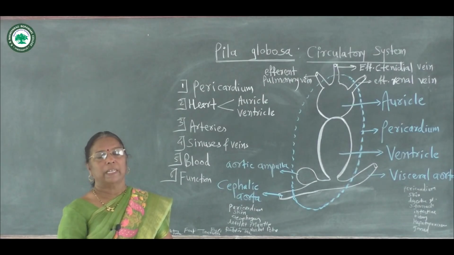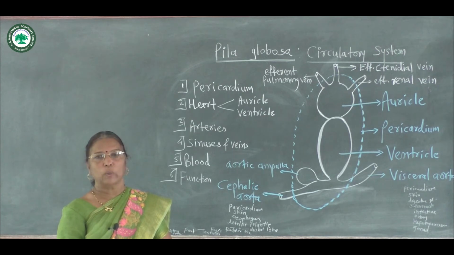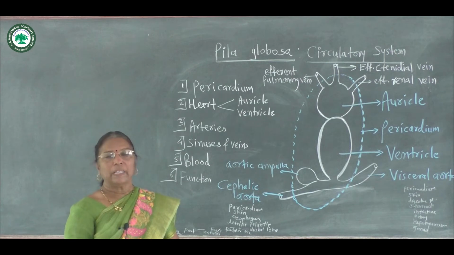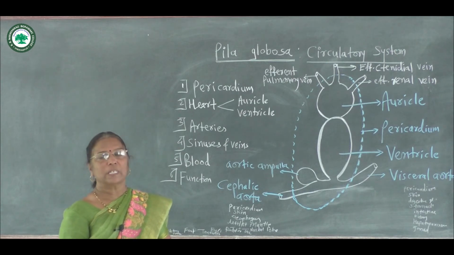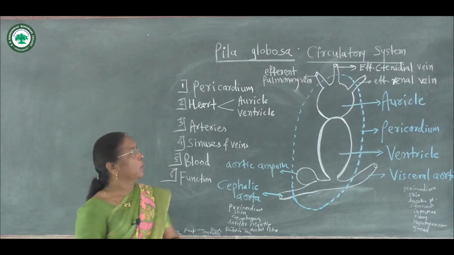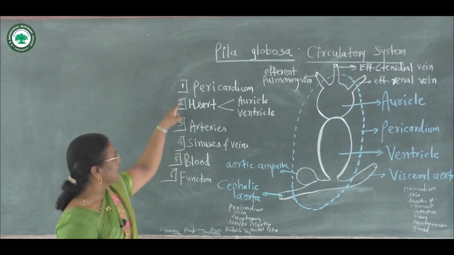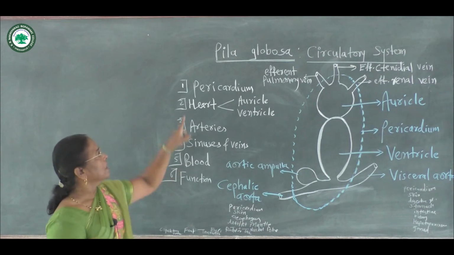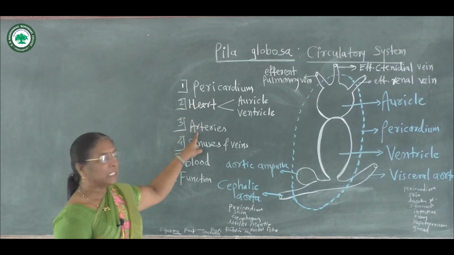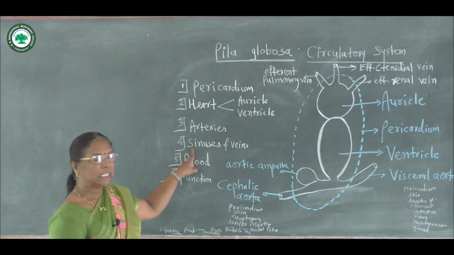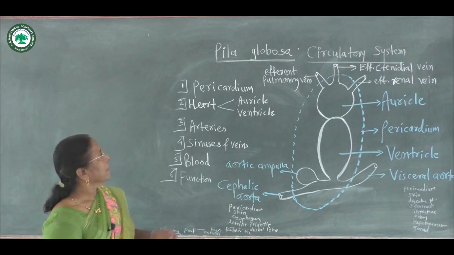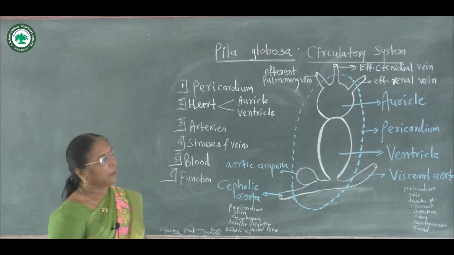Today we will see the next topic from the Pila globosa, that is the circulatory system, or it is also called the blood vascular system. This circulatory or blood vascular system of Pila globosa consists of mainly these parts: first, the pericardium; second, the heart; third, arteries; fourth, sinuses or veins, blood and the function. First of all, we will see the pericardium.